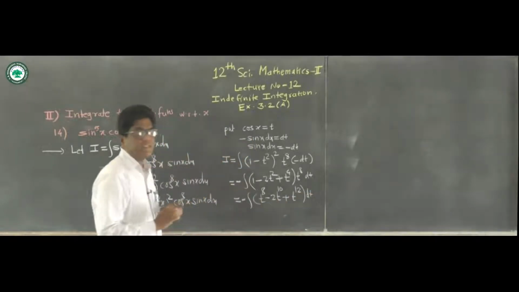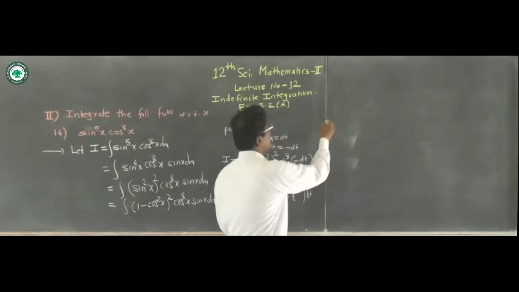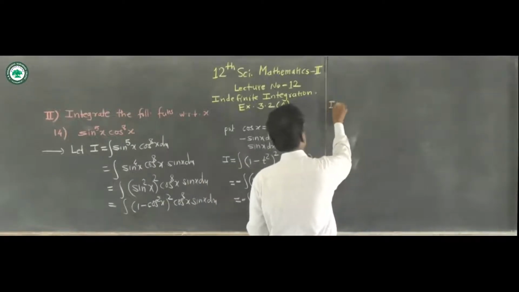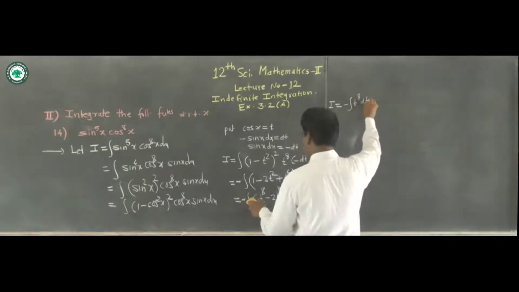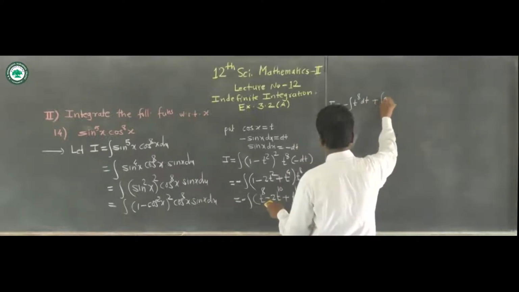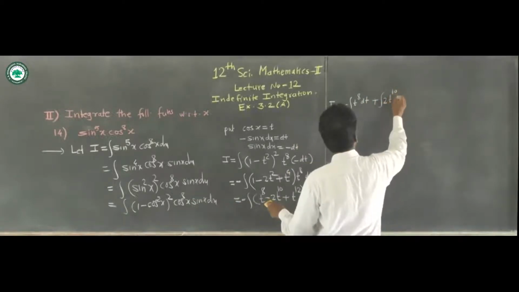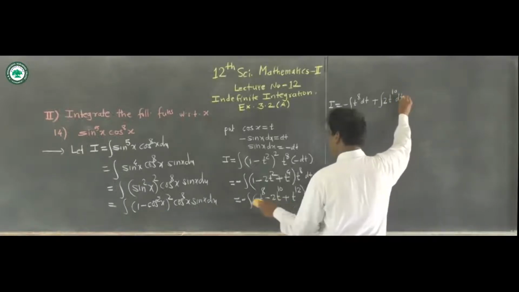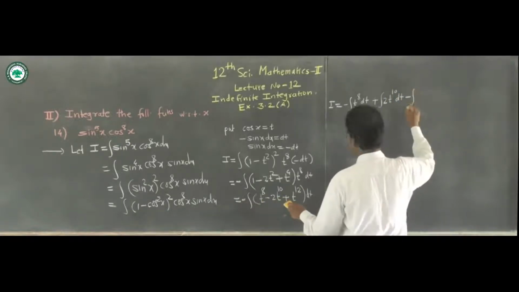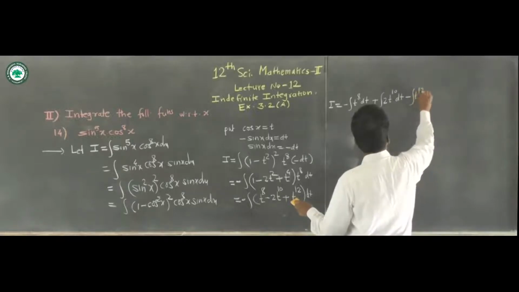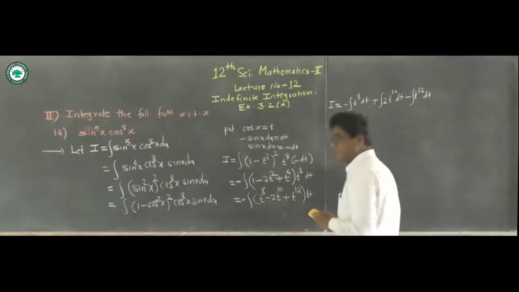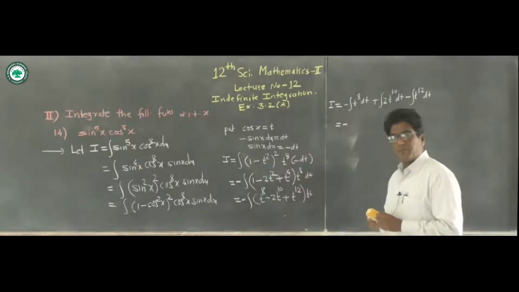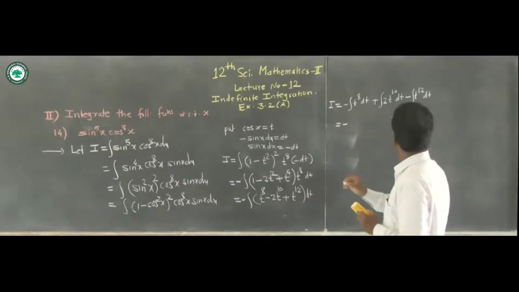And now separate the integration, so the required integral I is equal to minus integration of t to the power 8 dt. Now minus and minus become plus, integration of 2 into t to the power 10 dt. Then minus and plus become minus integration of t to the power 12 dt. So this is equal to minus, now we use the integration by power formula, that is integration of x to the power n dx.